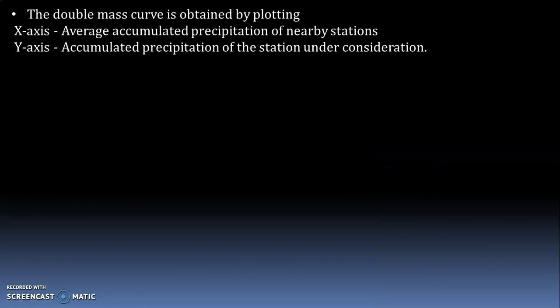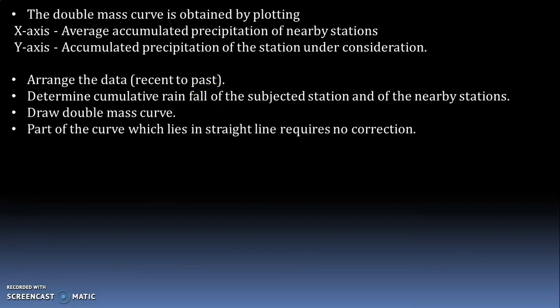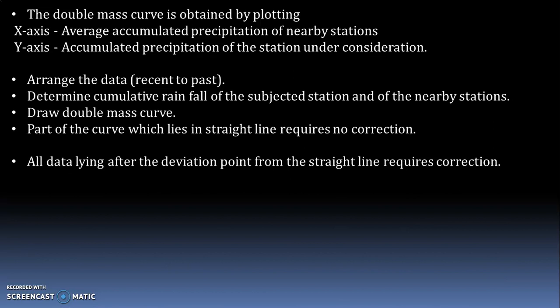Here, the double mass curve is obtained by plotting on the x-axis the average accumulated precipitation of nearby stations, and on the y-axis the accumulated precipitation of the station under consideration. So what you have to do is arrange the data from recent to past, then determine the cumulative rainfall of the subject station and of the nearby stations. Then draw the double mass curve. The part of the curve which lies in a straight line requires no correction. All data lying after the deviation point from the straight line requires correction.